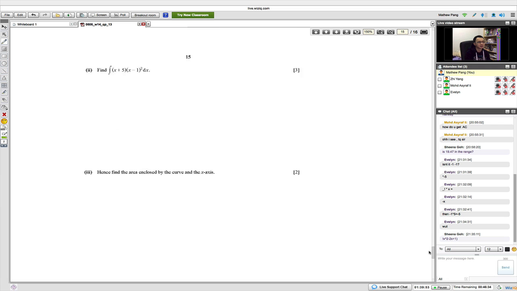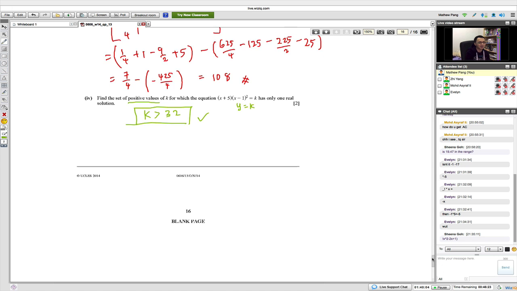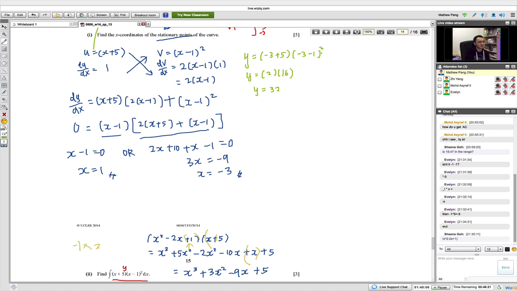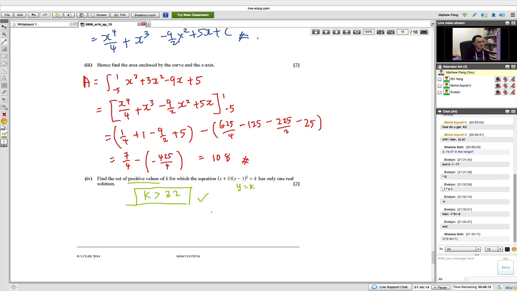So you have to work out how you find 32. Then you get 1 mark, and then you write k is bigger than 32, you get the second mark. The one mark I already worked out means you just substitute x equals to negative 3 into the equation, you get 1 mark here. And then you write k is bigger than 32, you get the second mark.